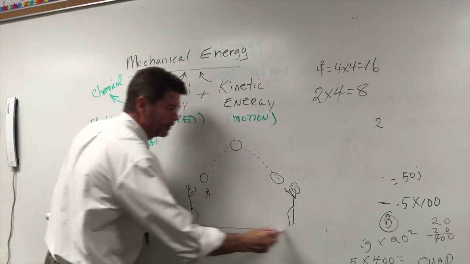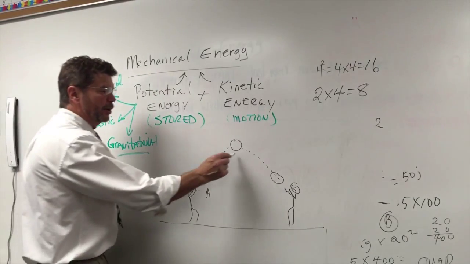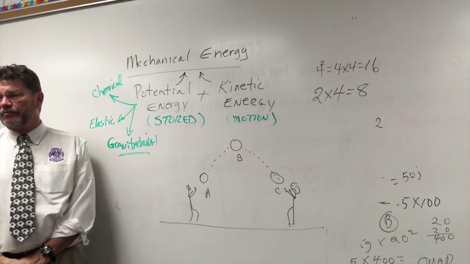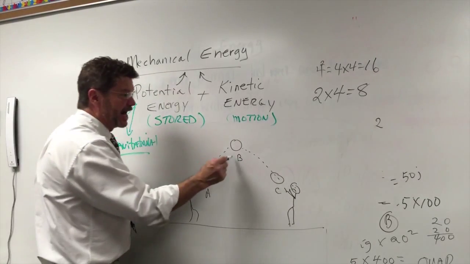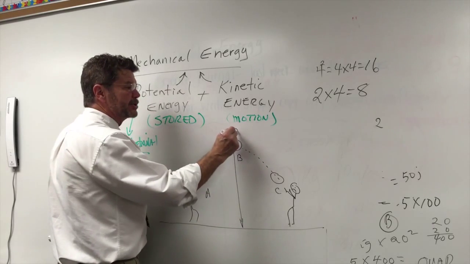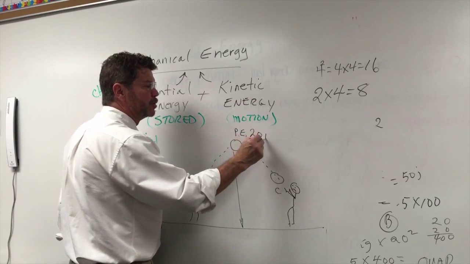Now, here's the ground. If we wanted to find the different energy at A or B or C, which one has the most potential energy? B. B, because that is the highest, right? That's the highest. So B has the most potential energy. The potential energy of this one right here is about 20 joules, right?